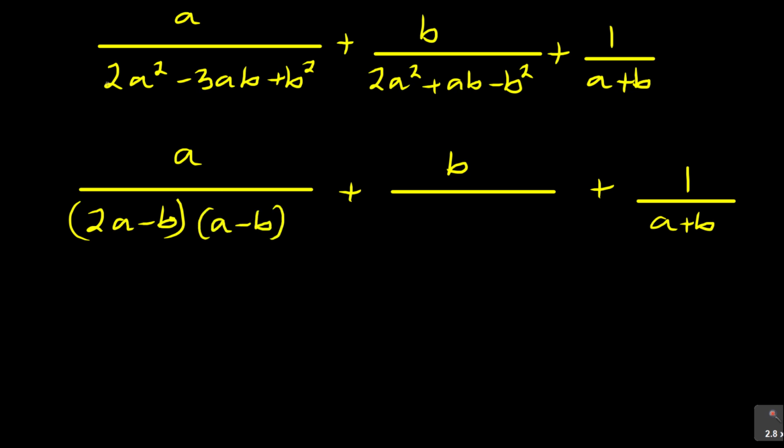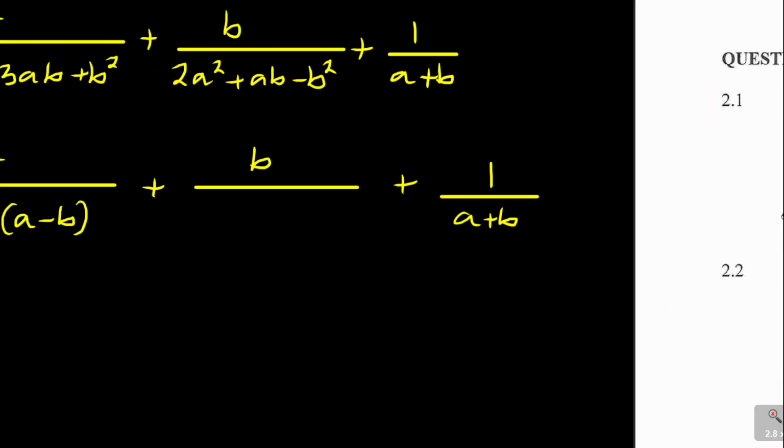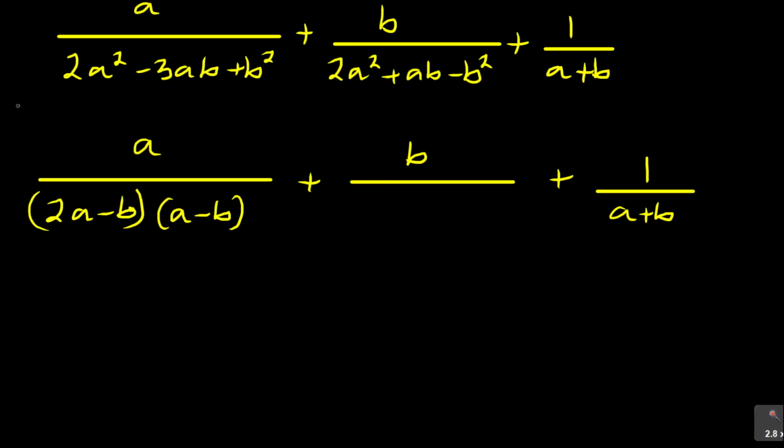It's not appreciated for you to just move directly from here to here. You need to show us the working. We need to see the working. And then from the other one, it's 2a minus b, a plus b. So the only difference is a plus b. So it's 2a minus b and it's a plus b.